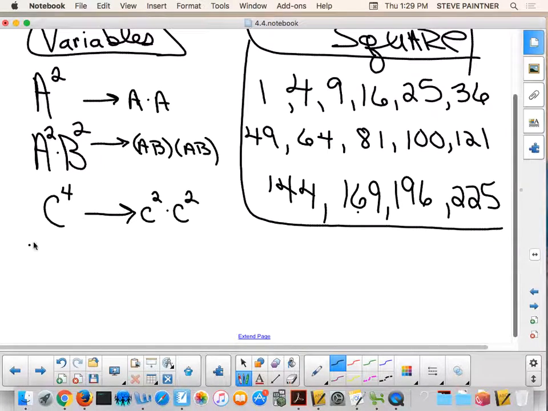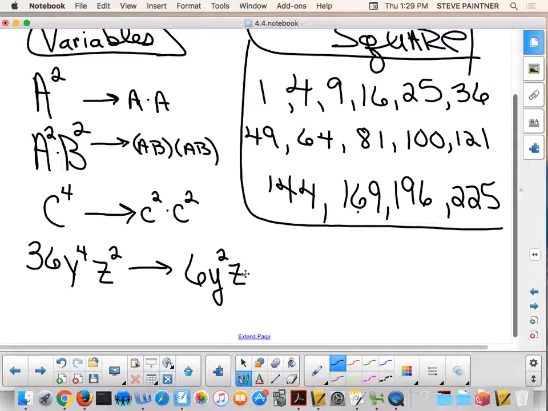Now, what about this? How about 36 y to the fourth z to the second? Is that a perfect square? Yes. Because it's 6 y squared times 6 y squared, and z times z. Right, times itself.